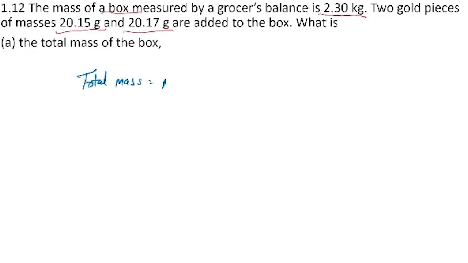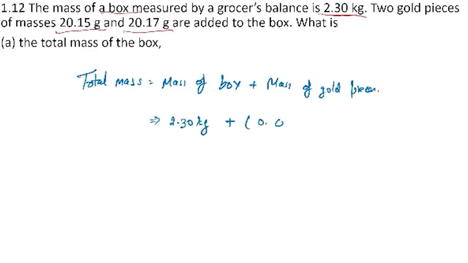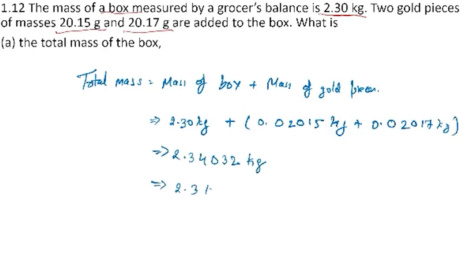So total mass would be the mass of the box plus the mass of the gold pieces. That says 2.30 kg plus 0.02015 kg plus 0.02017 kg, which would give us 2.34032 kg. Since the least number of decimal places is 2, we will be rounding off to one decimal place, then we will have this answer of 2.3 kg.